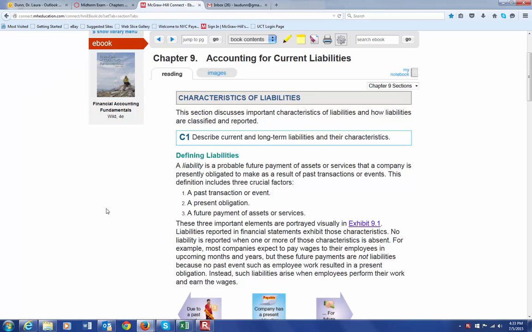All right, today we're going to talk about accounting for current liabilities. This is found in Chapter 9 of your textbook. To start with, let's talk about what a liability is.